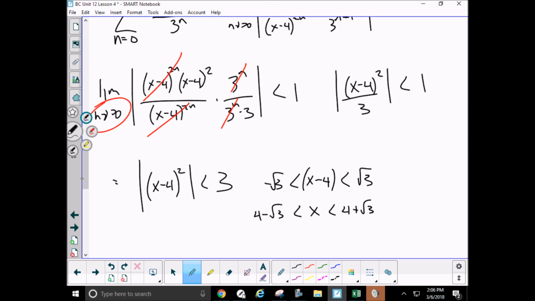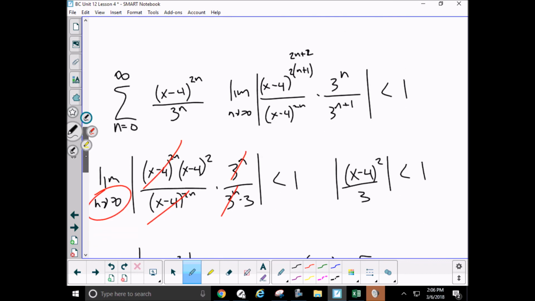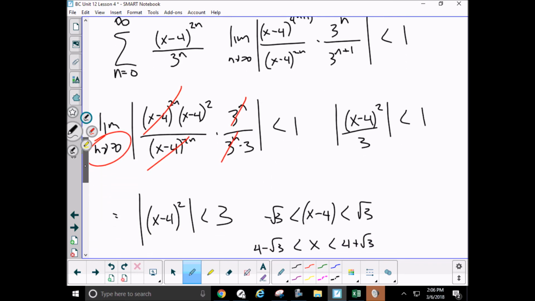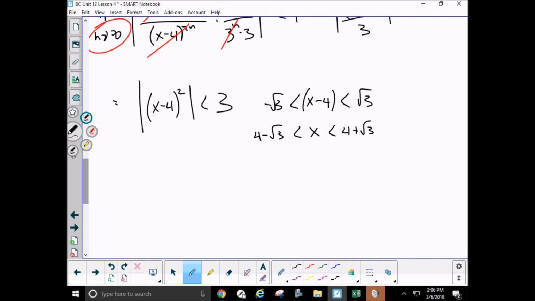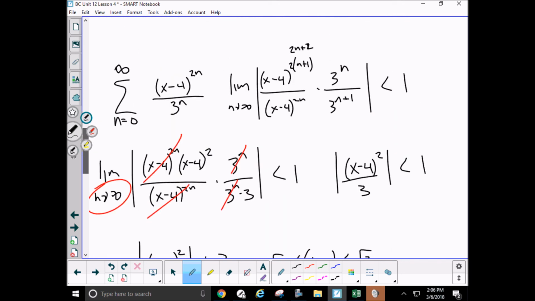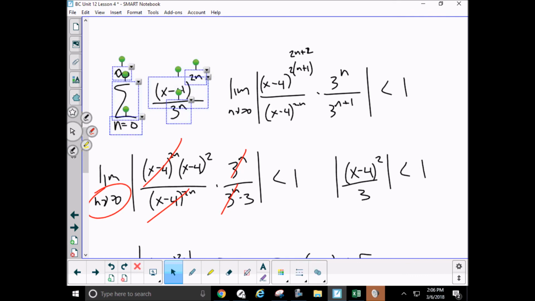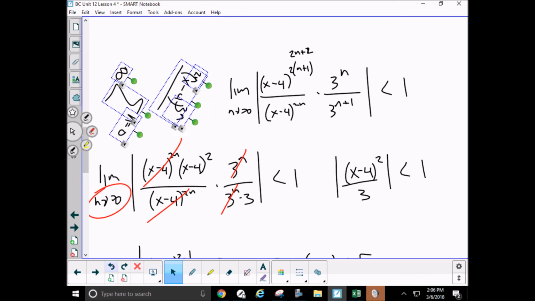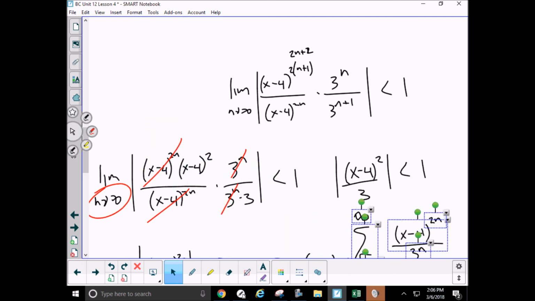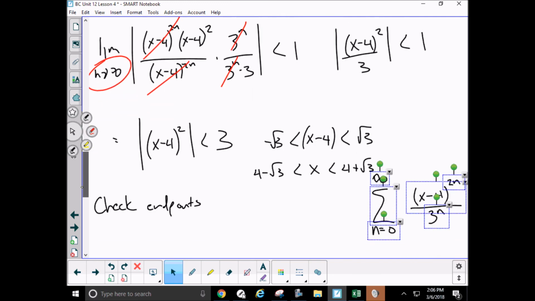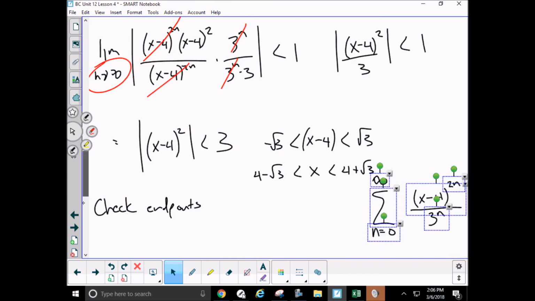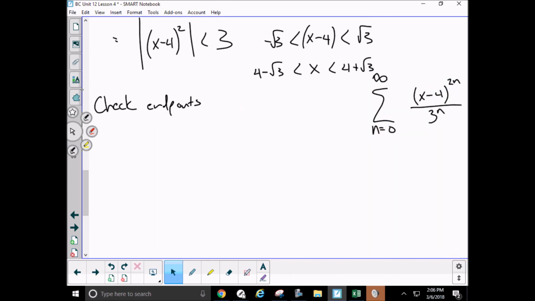Okay, radius is root 3, centered at 4. Let's see what happens if I plug in 4 plus root 3 and 4 minus root 3. I'm going to check my endpoints. I'm going to go ahead and grab my series again, just so I can see it quickly. Okay, so there's my series that I'm trying to evaluate right here.